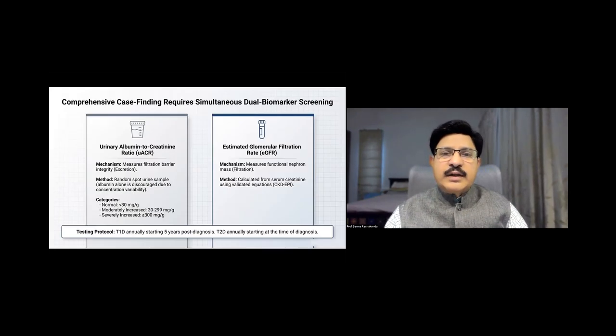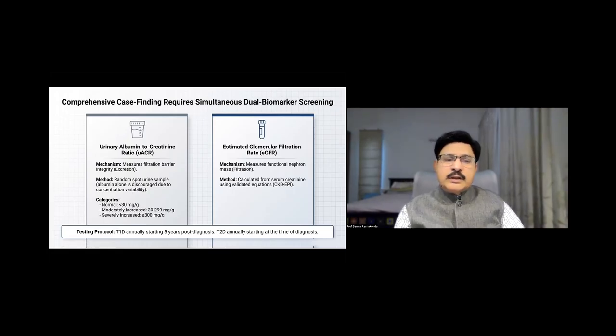Comprehensive case finding requires simultaneous dual biomarker screening. What are the dual biomarkers? You already know. One is the creatinine related to eGFR, the other is the albuminuria. Categories: albuminuria less than 30 milligrams, moderately increased 30 to 300, severely increased more than 300, nephrotic proteinuria more than 3000. We know this. The second one is measurement of the functional nephron mass. How do I do that? Calculate the serum creatinine and validated equations for the eGFR, the CKD-EPI equation today. Okay, these are the two markers.